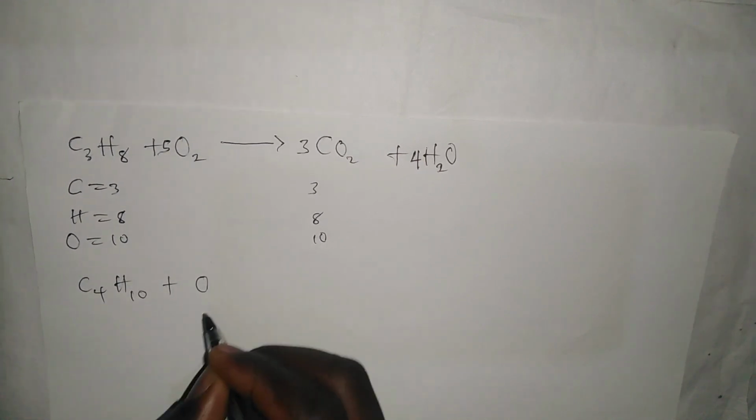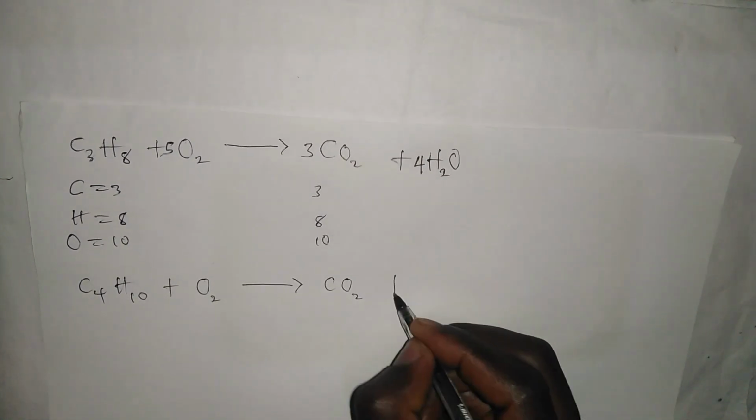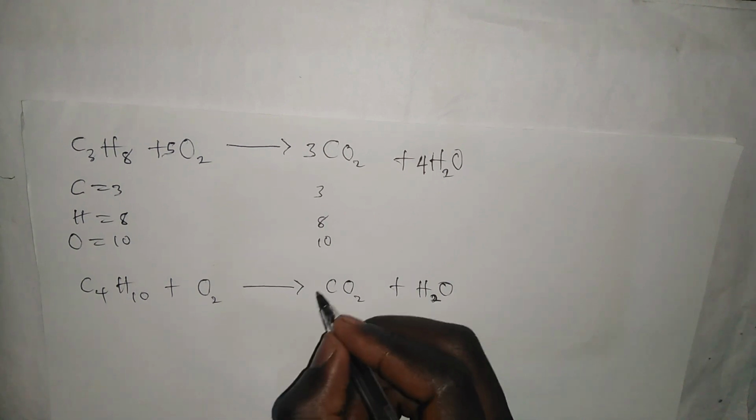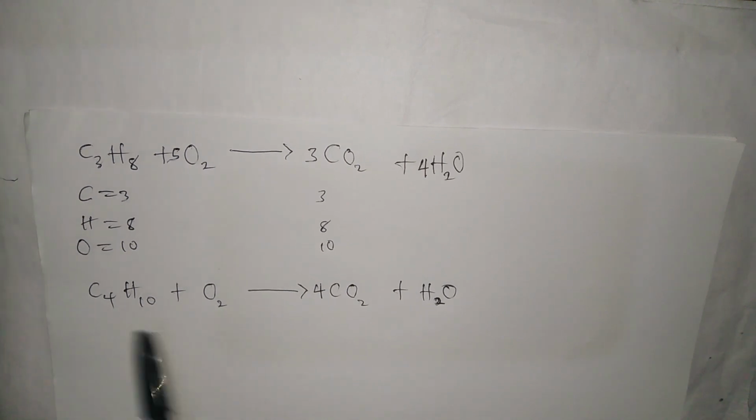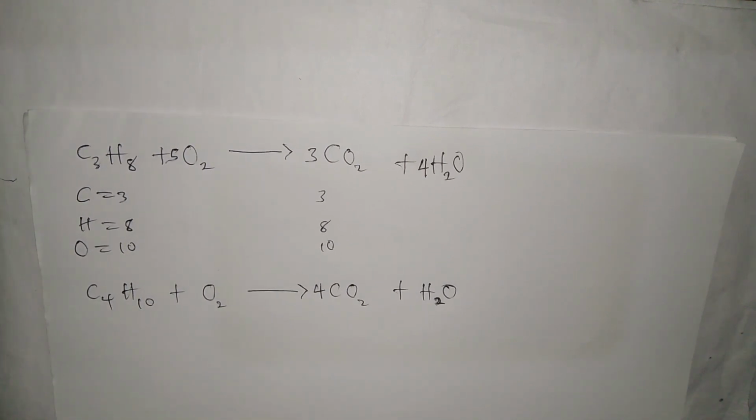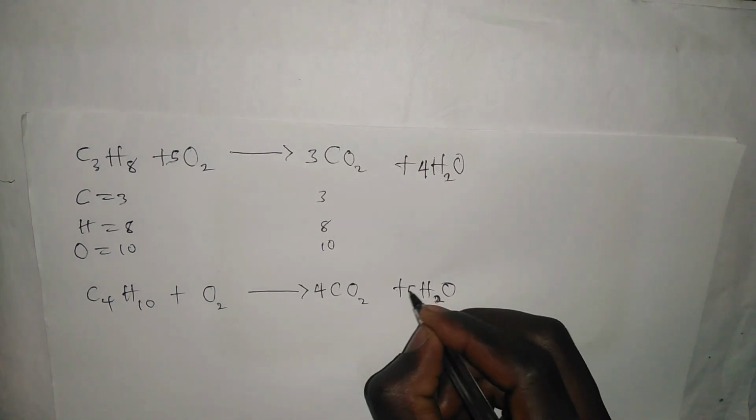Butane plus oxygen will give us carbon dioxide and water. Now let's first balance the carbon before balancing the hydrogen and then the oxygen, because this is also a combustion reaction. So we have 4 carbon here. We'll add 4 here to make 4 carbon in the other side too. Now we have 10 hydrogen and we have 2 hydrogen in the other side. So what we'll do, we'll say 10 divided by 2 is 5. So we'll put down 5 here.